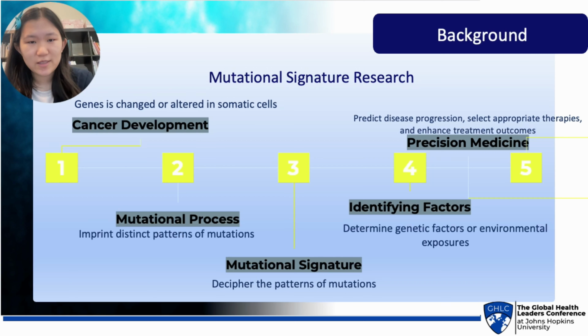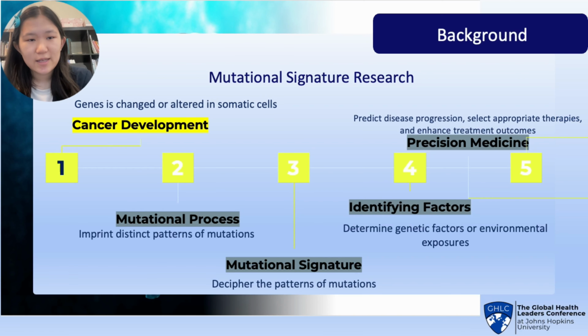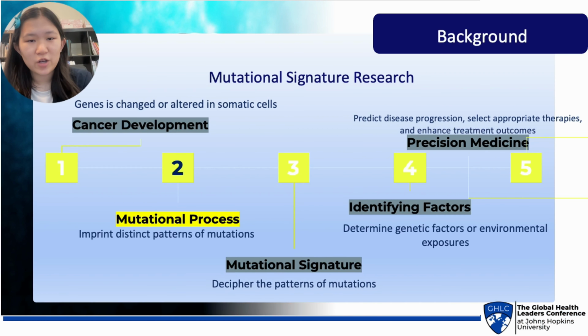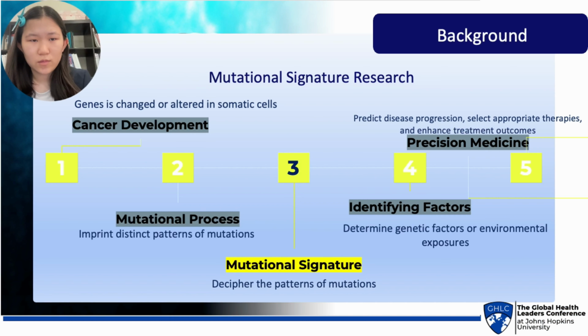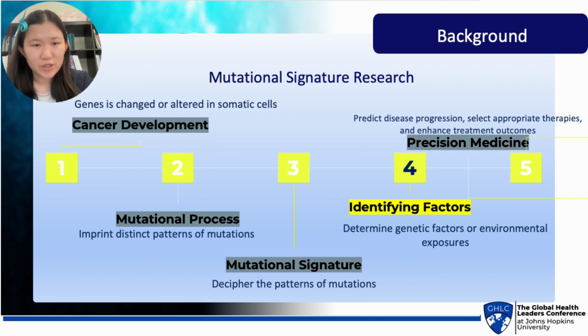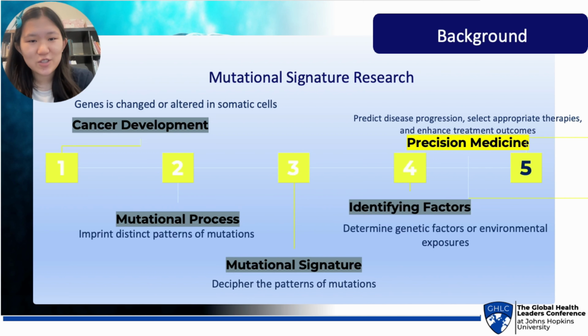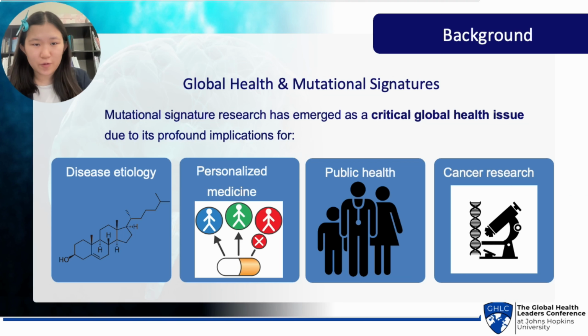This flowchart summarizes how mutational signature research proceeds. That is, when cancer is developed due to the mutational process, it imprints a distinct pattern of mutation called mutational signatures. The researchers decipher such patterns of mutations and identify factors. This knowledge is crucial for developing effective prevention strategies and targeted therapies. Therefore, mutational signature research is critical, impacting disease etiology, personalized medicine, public health, and cancer research. Early cancer detection via mutational signature analysis enhances survival rates.